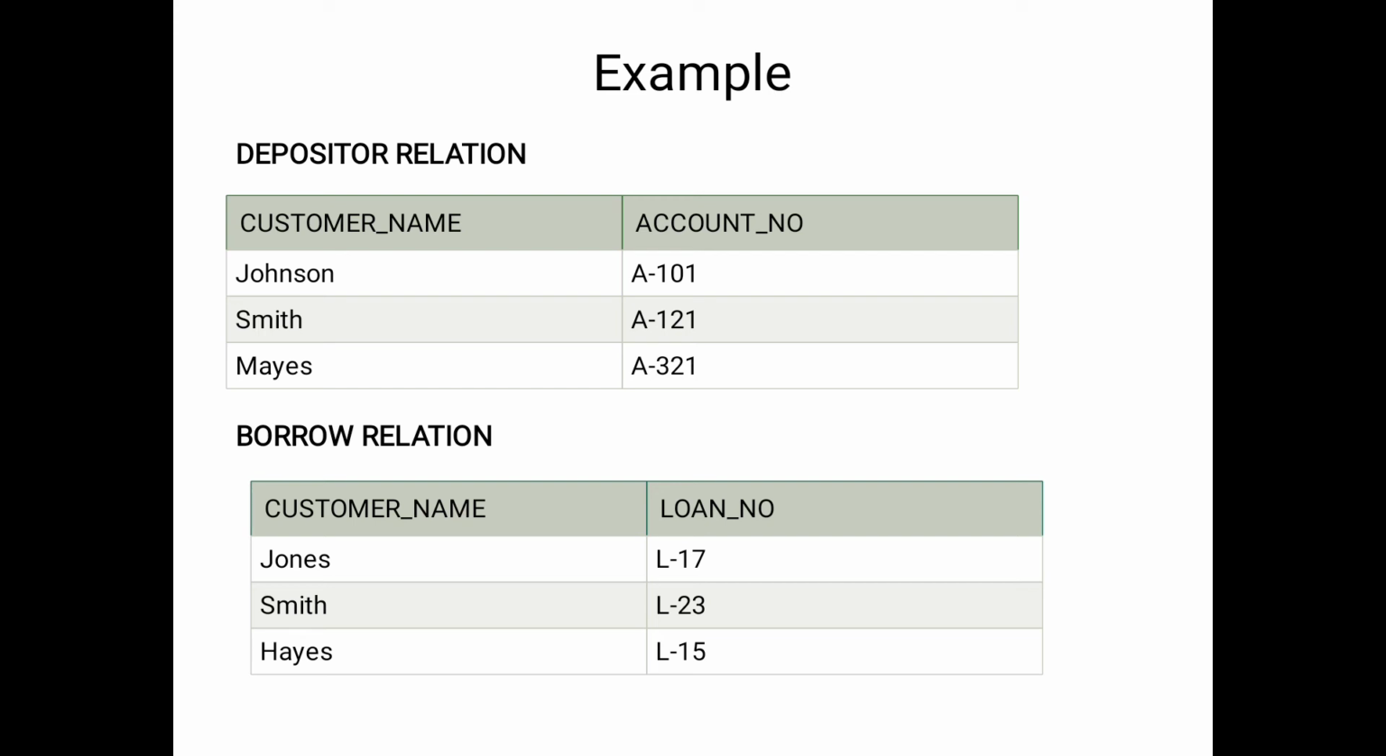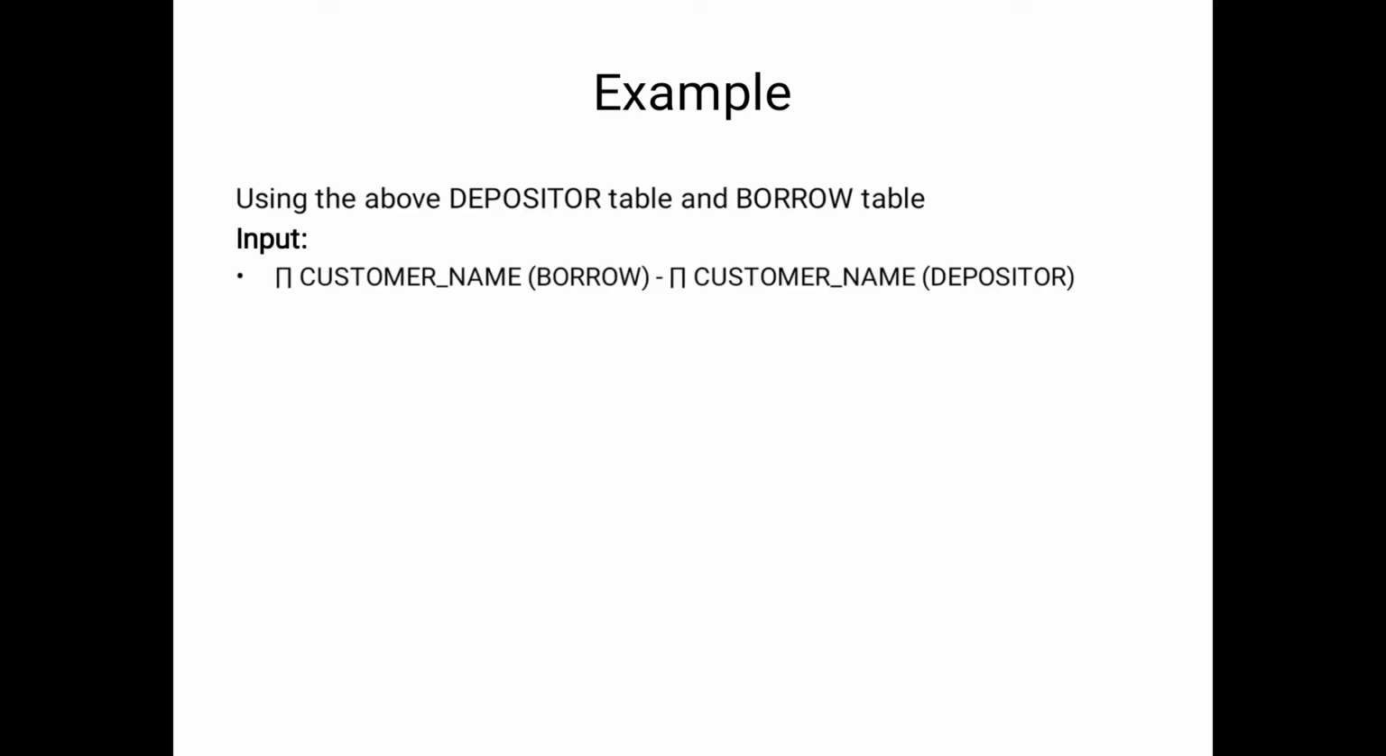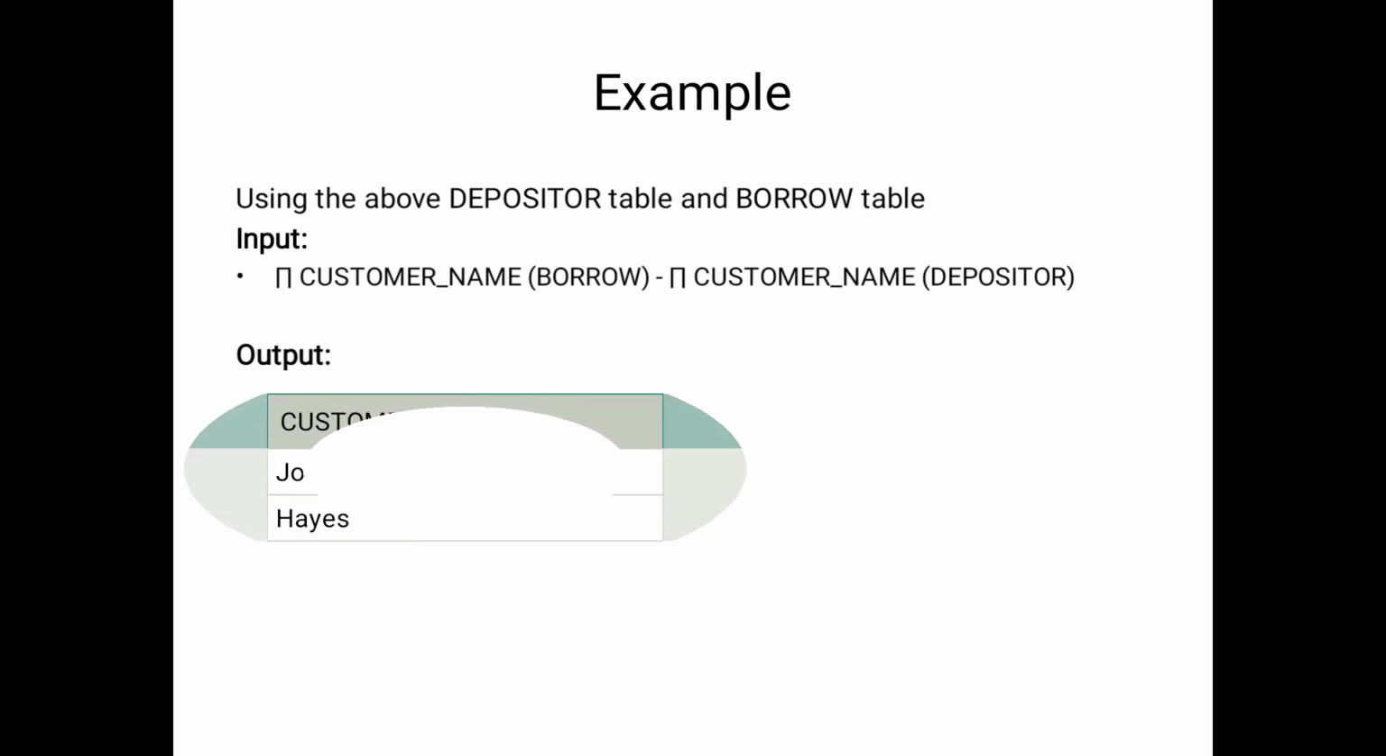So here only Smith is common. So that's why we will remove the Smith name from the borrow table. That is the output for the difference. Here please observe the output. Here we will retrieve the information of only the customer names Jones and Hayes.